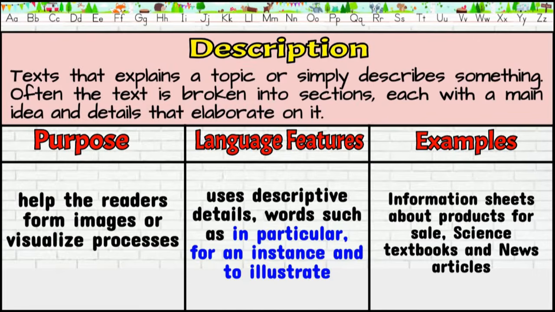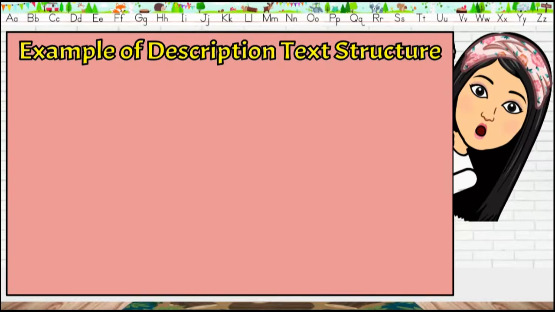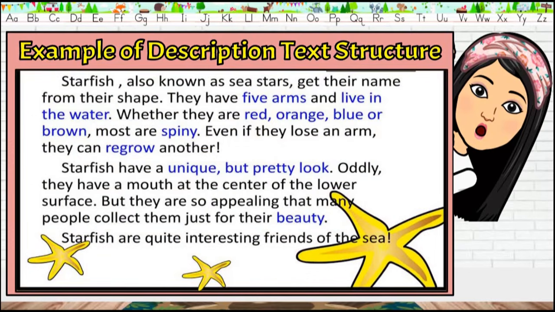Examples of these are information sheets about products for sale, such as a car, an appliance, or a house, science textbooks, and news articles. Here is an example of description text structure. In this example, starfish is being described.